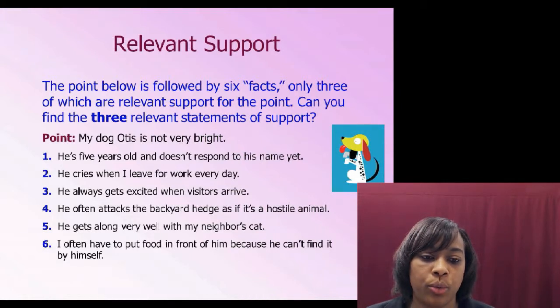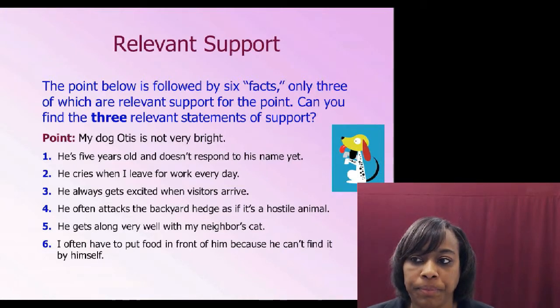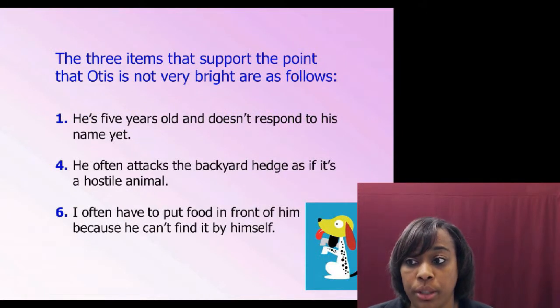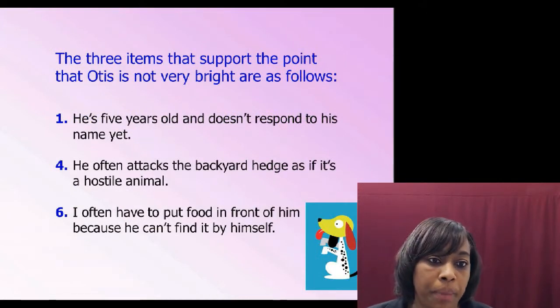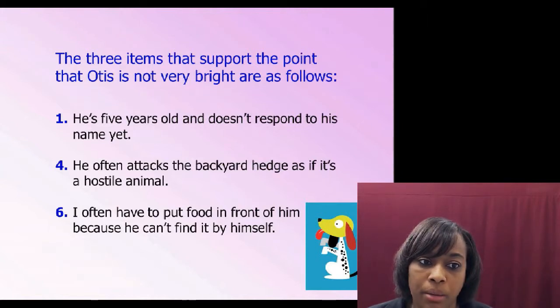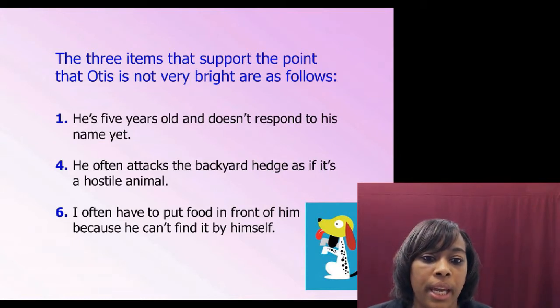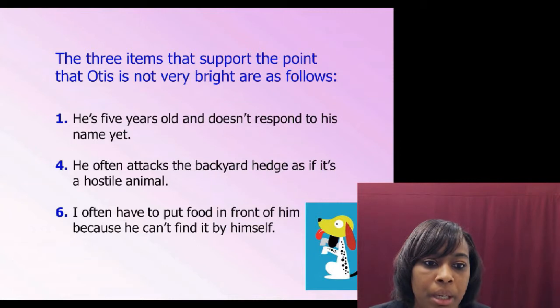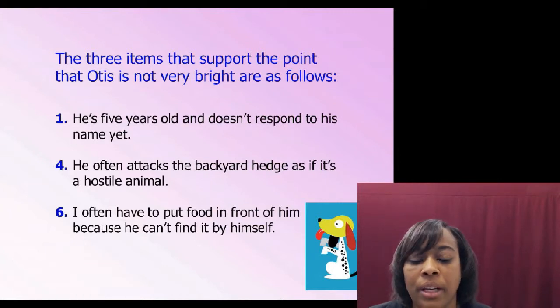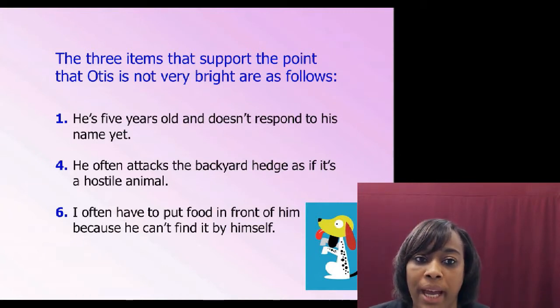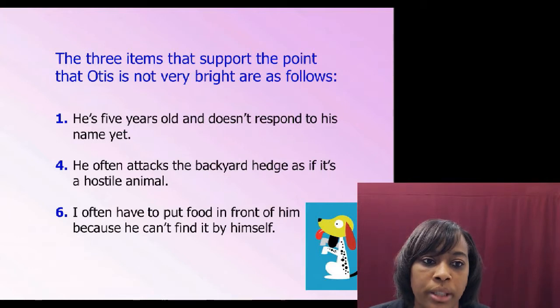Okay, did you get finished? Did you read through all of them? Okay, let's see which ones you should have chosen. The 3 that you should have chosen are that he's 5 years old and doesn't respond to his name yet. He often attacks the backyard hedge as if he's a hostile animal. And I have to put food in front of him because he can't find it by himself. So all these 3 things are relevant to the fact that Otis is not very bright. Let's just back up just a minute to see the other choices that we had.